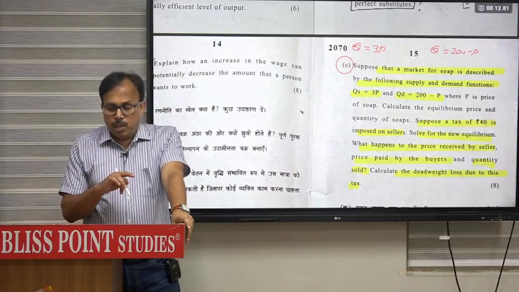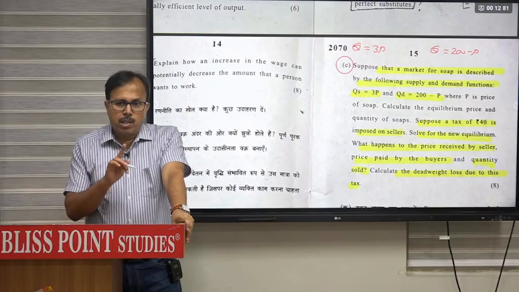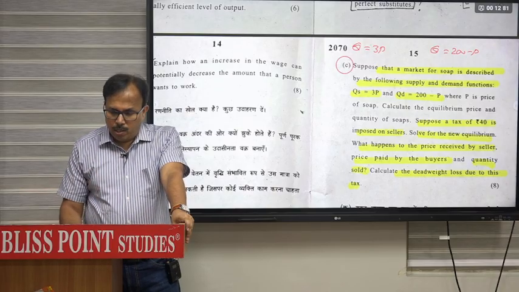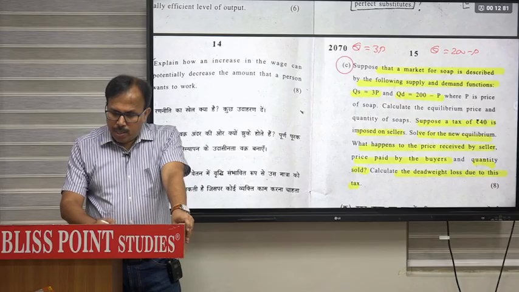टैक्स से पहले का प्राइस बताना, टैक्स के बाद का प्राइस बताना, टैक्स से पहले की क्वांटिटी निकालनी है, टैक्स के बाद की क्वांटिटी निकालनी है. ठीक है, quantity demanded 200 minus P है and quantity supplied 3P है.